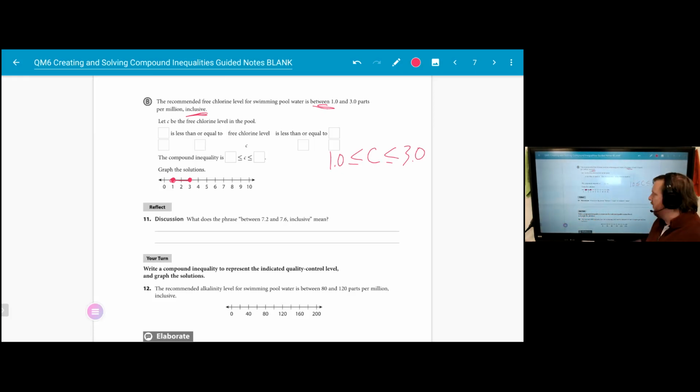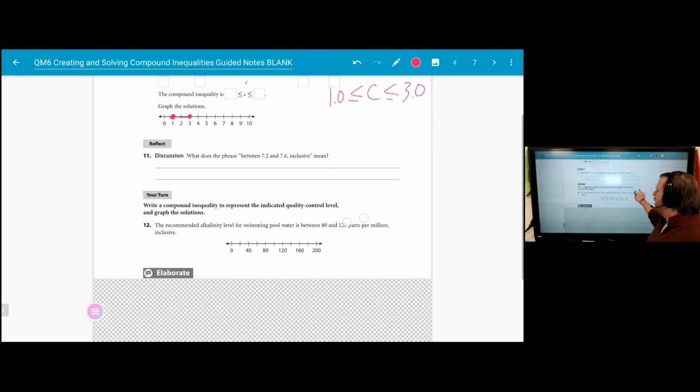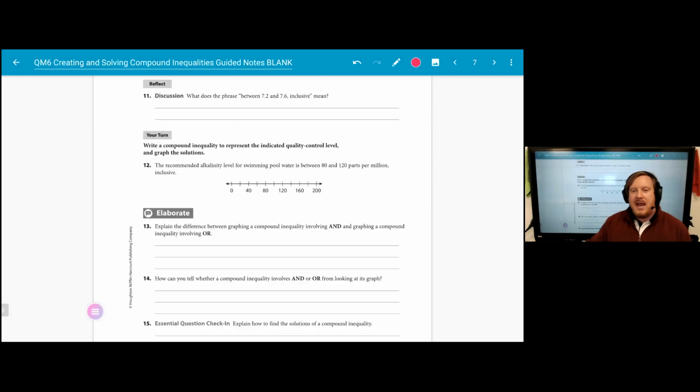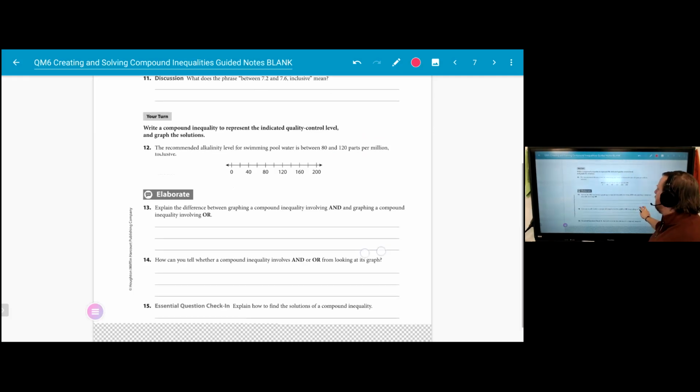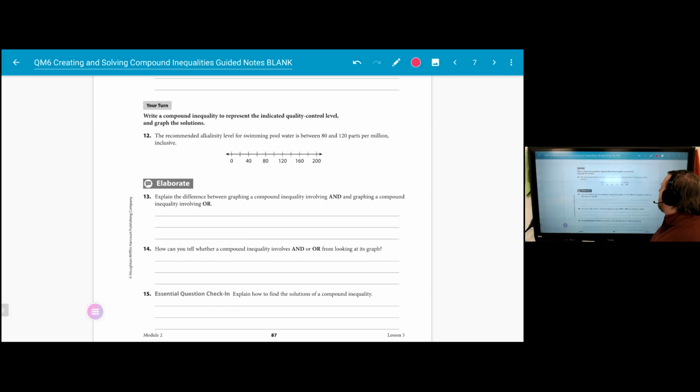Inclusive, we said, meant equal to. Time to do the your turn. Hit pause. And now you're back. Write a compound inequality to represent the indicated quality control level and graph the solution. The recommended alkalinity level for swimming pool water is between 80 and 120 parts per million, inclusive.